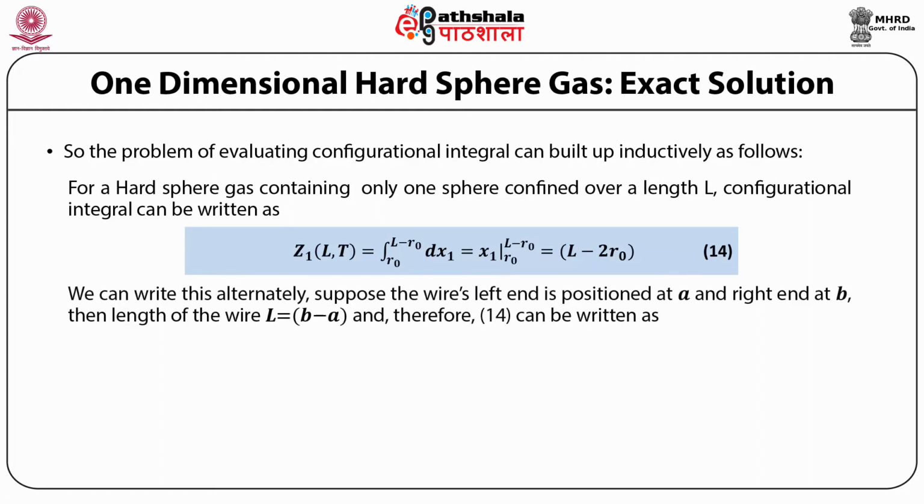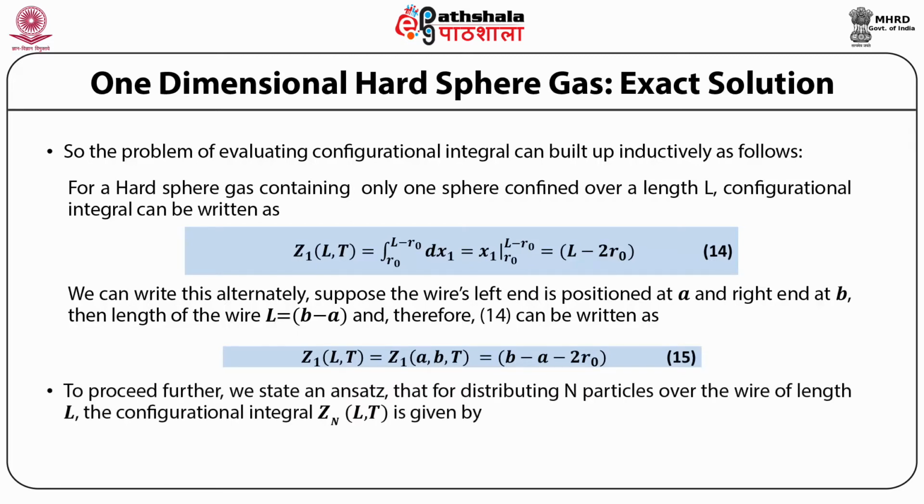We can write this alternately. Suppose that wire's left end is positioned at A and right end at B. Then length of the wire is equal to B minus A, and therefore 14 can be written as Z1 as a function of L and T is equal to Z1 as a function of A, B and T is equal to B minus A minus 2R0.